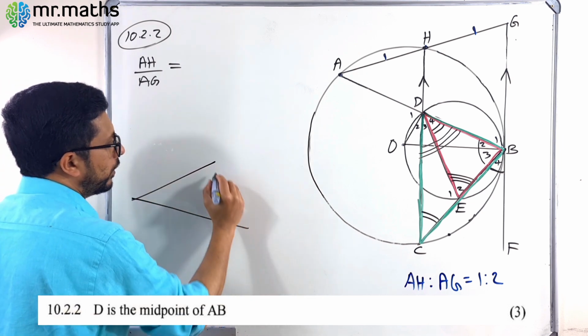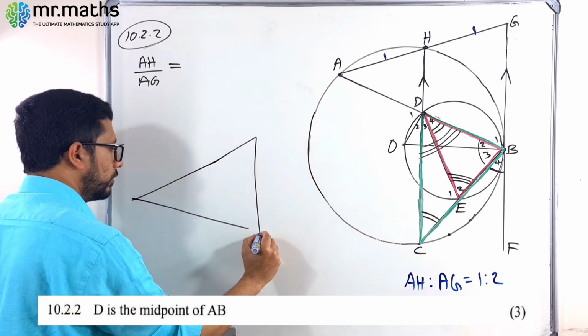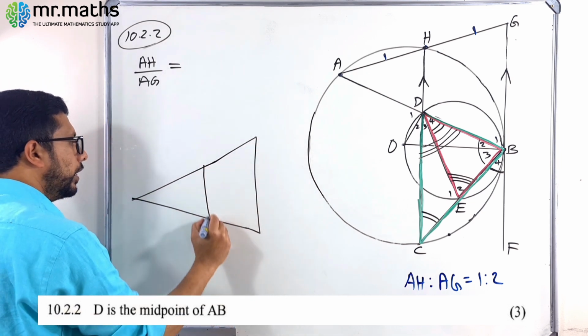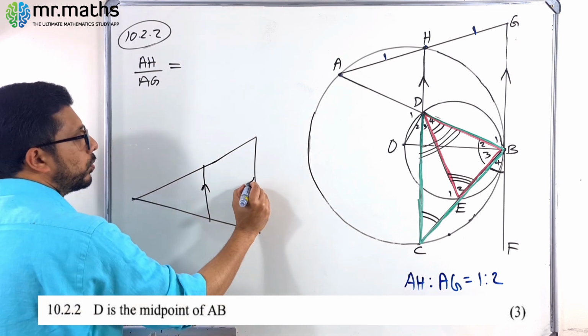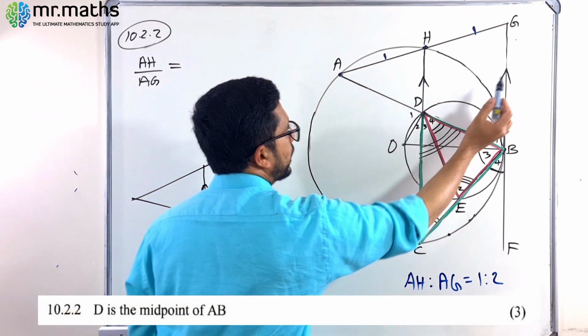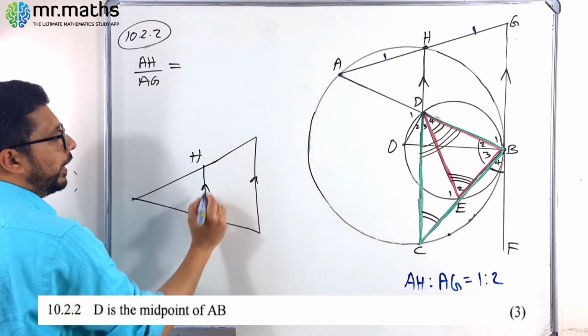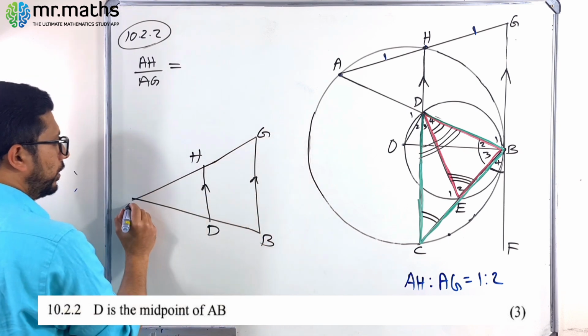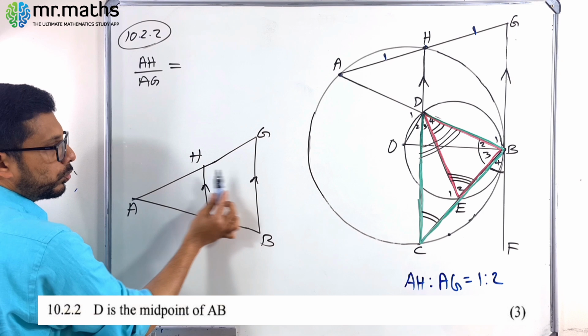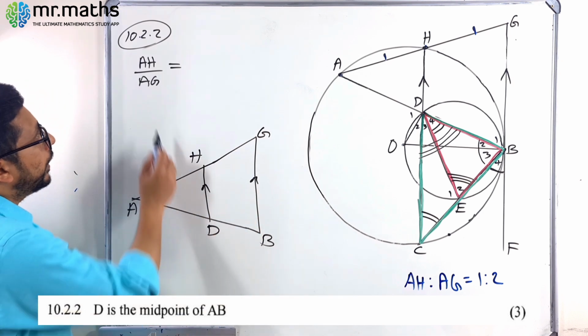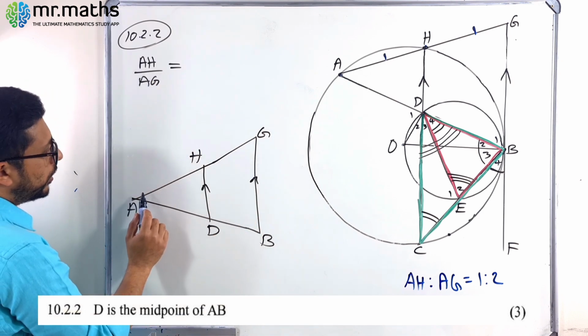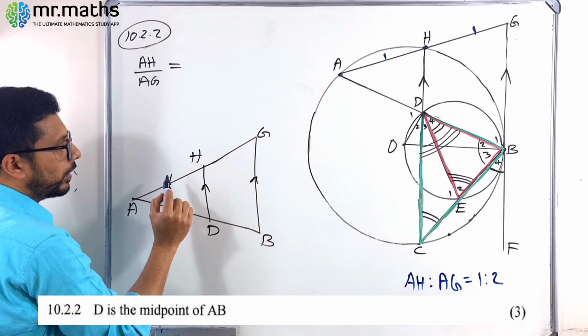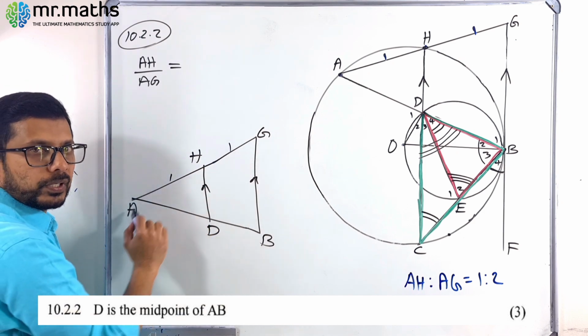Look at that triangle ABG. Here you can see that these two lines are parallel. Can you see that in that triangle? Which one is this? H, D, B, G, and this is A. So these two lines are parallel. So AH by AG, AH we already said that this is 1, this is also 1. That is why AG is 2.